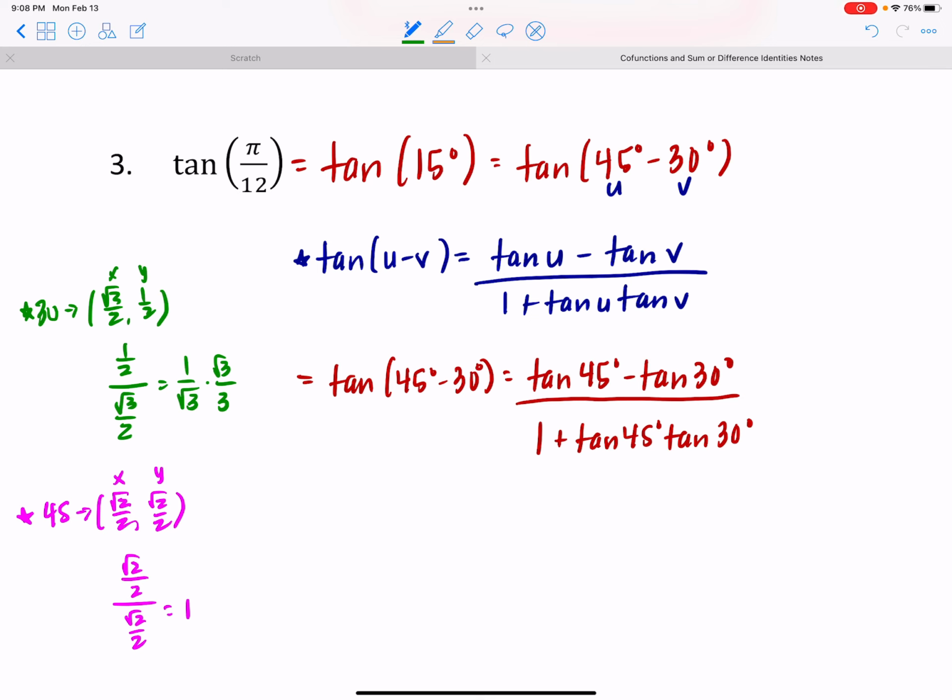Okay, so let's finish simplifying over here. Tangent of 45, I just said that's going to be 1. We're going to subtract the tangent of 30, which we calculated would be radical 3 over 3.